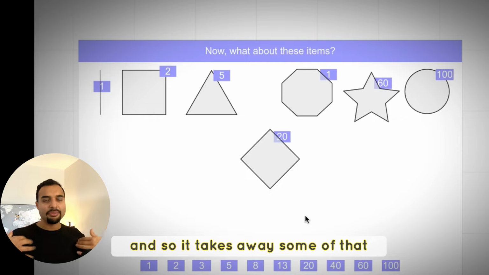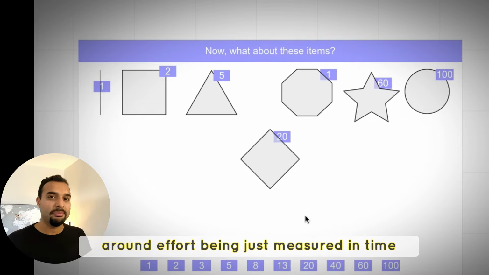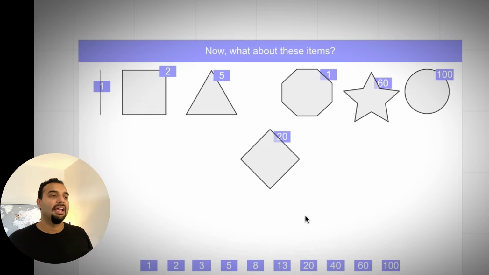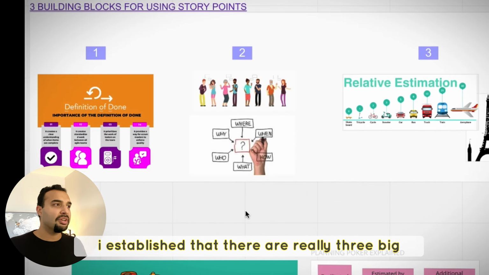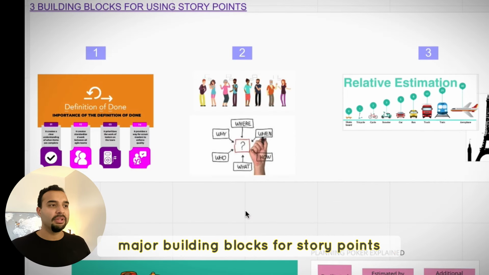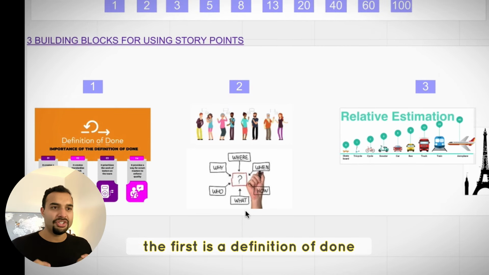And so it takes away some of that confusion that may start to occur around effort being just measured in time versus effort being compared to other units. With this group, I established that there are really 3 big major building blocks for story points. The first is a definition of done.